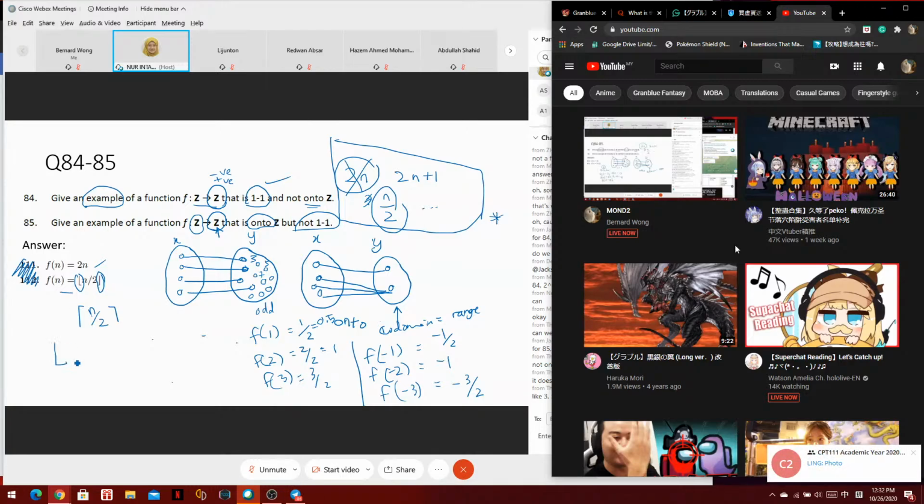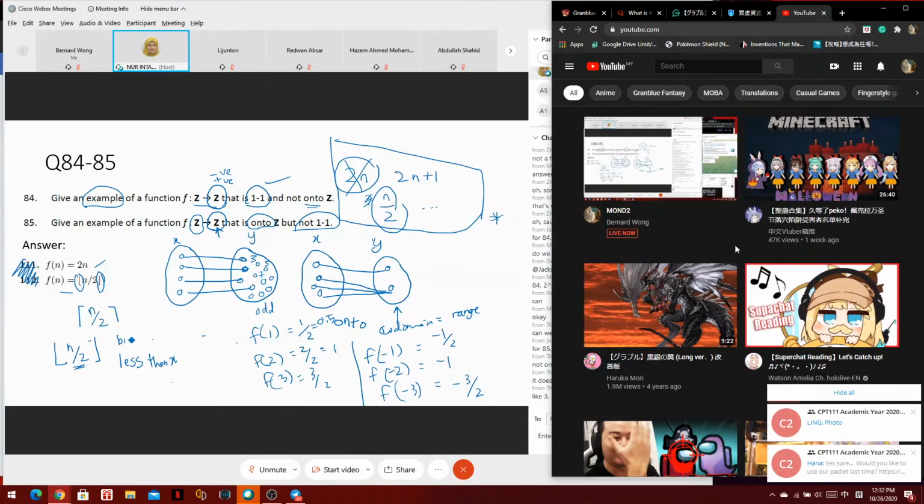What is the rule for the floor function? Floor, because it's below, so the value should be less than x. And the other rule is that it is the largest number less than or equal to x.